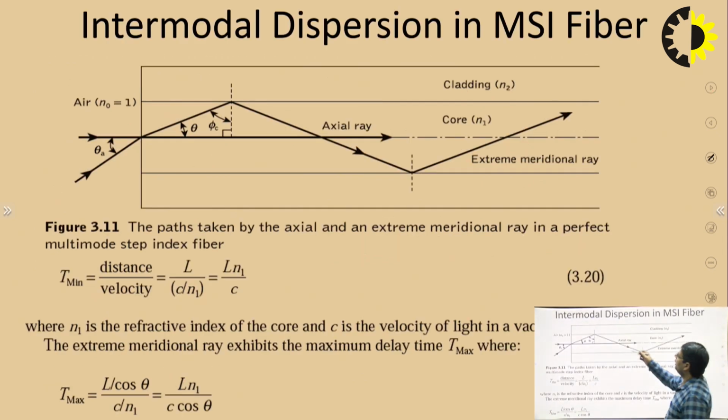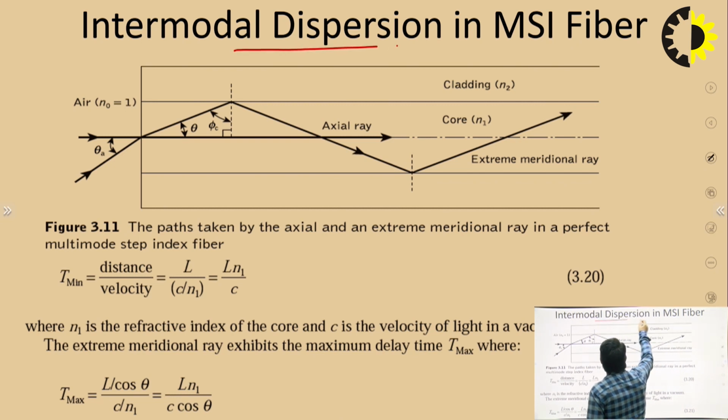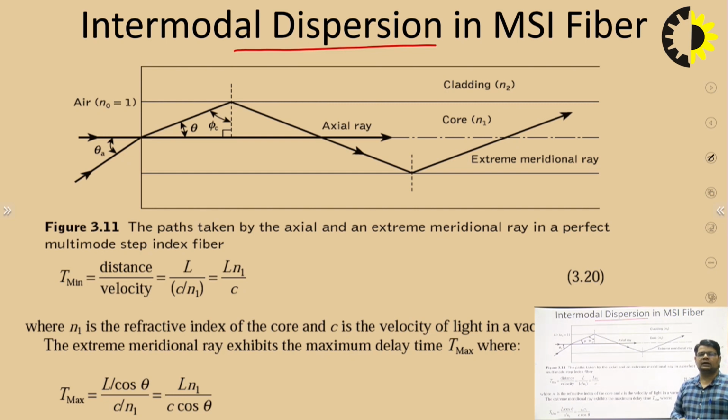Next is intermodal dispersion. We will see the derivation for the intermodal dispersion. Basically, intermodal dispersion mainly occurs in the multimode fiber, as there is a requirement of propagation of multiple modes in the multimode fiber. Here the intermodal dispersion is caused by the propagation delay difference among the different modes propagating in the multimode fiber.